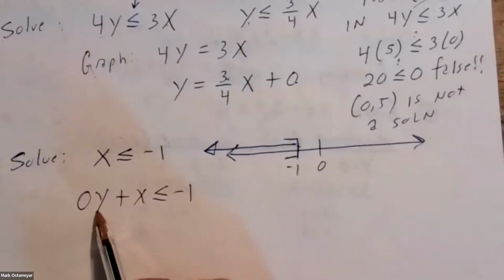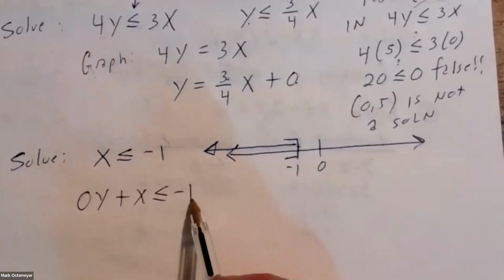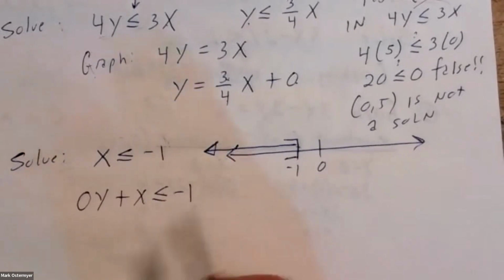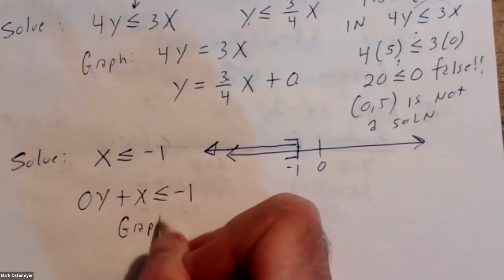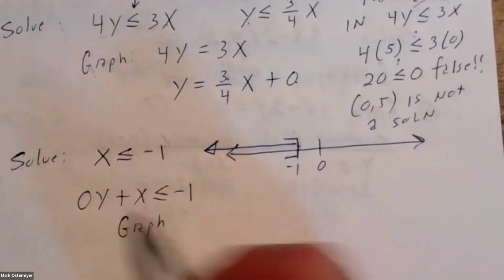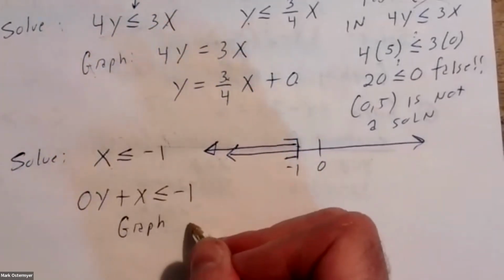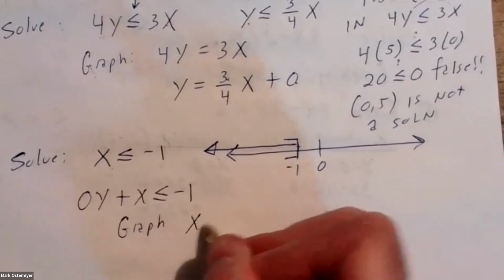Because it doesn't matter what y is, x must always be less than or equal to -1. That is a fact. So I have a question here. How do we graph the solution set for this inequality in two variables, x and y? First, we have to graph the associated equation.